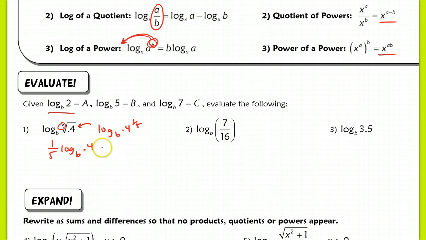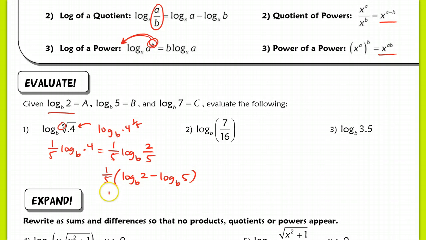So if I rewrite that, let me put the 1/5 out in front, of 2/5, now I'm going to use that quotient rule. So now I can use the quotient rule, which says that I can split this up and take 1/5 times the log base b of 2 minus log base b of 5.